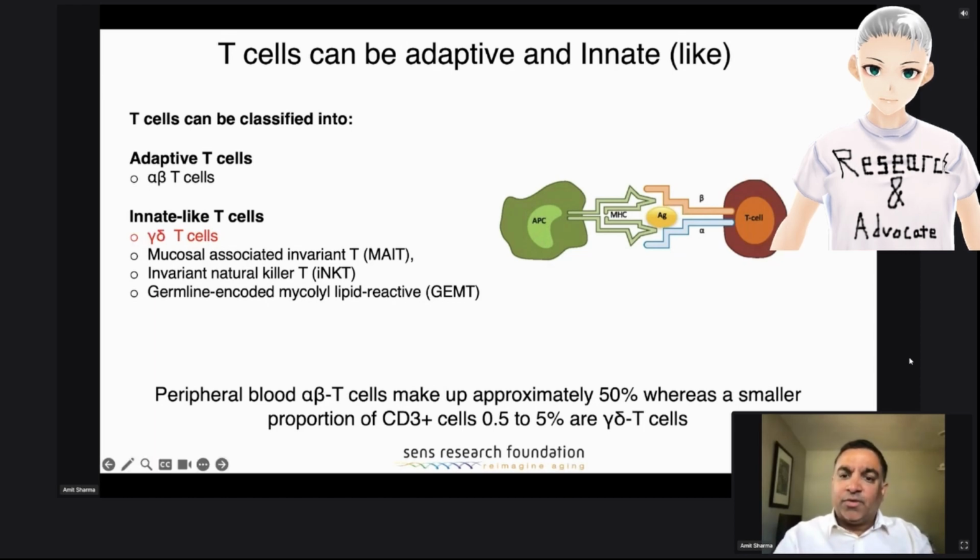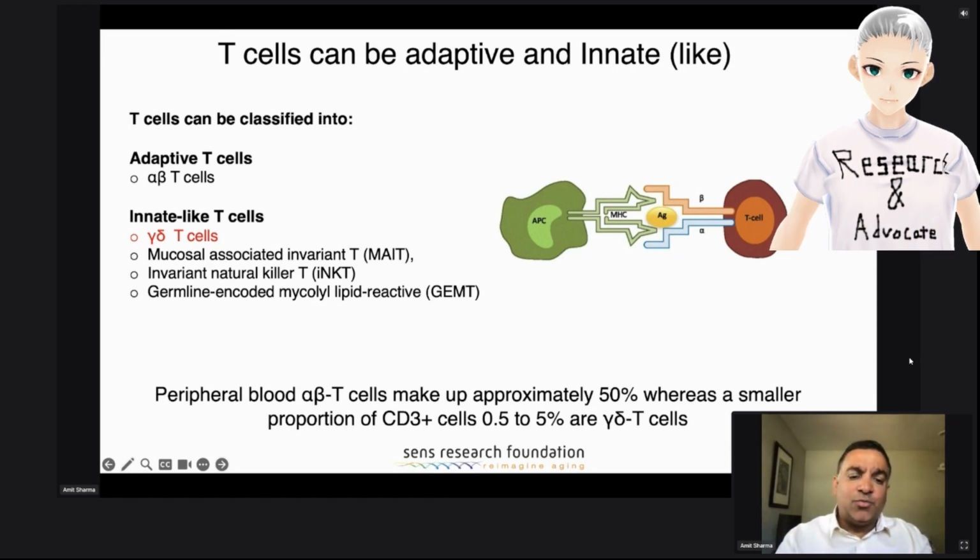The TCR changes quite significantly. That variability in the TCR is what allows the immune system to adapt to different challenges and learn from them. However, there are other types of T cells which are more innate-like in function. We know about T cells that are present in the mucous membranes, and there are also invariant-like T cells, which are present mostly in circulation. The T cells that I am going to be talking about now are called gamma delta T cells.